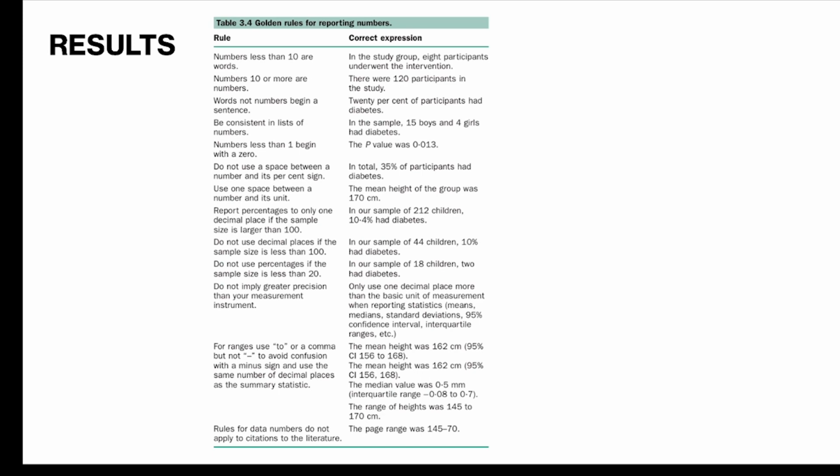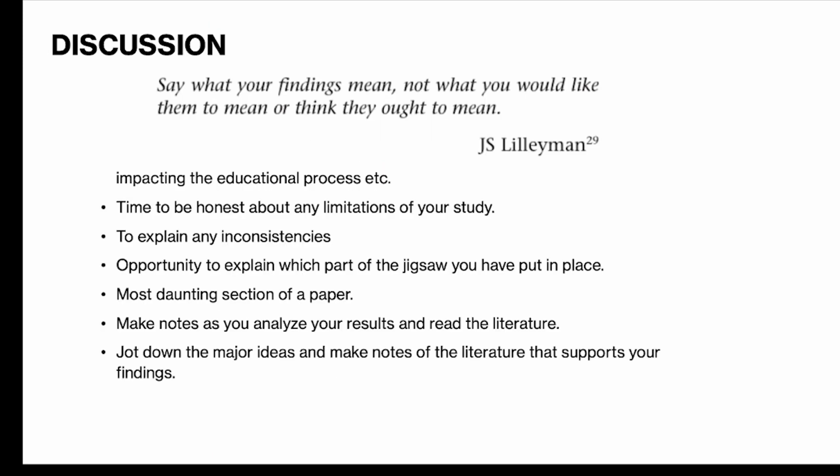Okay, so these are rules that you can follow. In your discussion part, you should try to understand and say what your findings mean, not what you would like them to mean or think they ought to mean. So you should at the same time try to be very objective. Be honest about the limitations of your study, but the limitations should not be due to your negligence, and try to explain any inconsistencies. It's an opportunity to explain which part of the jigsaw you have put in place.